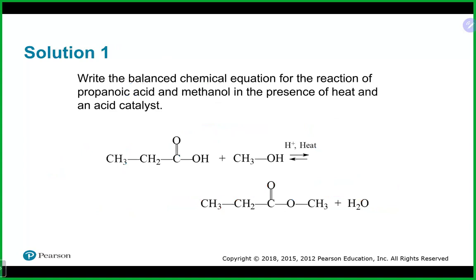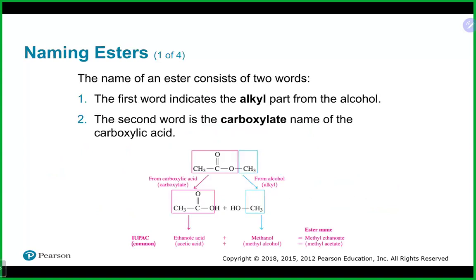All right. And they drew the same thing, which is good. As we've been talking about, through this esterification reaction, we're going to make the ester. And those are the two parts that you need to look at when you want to name it.